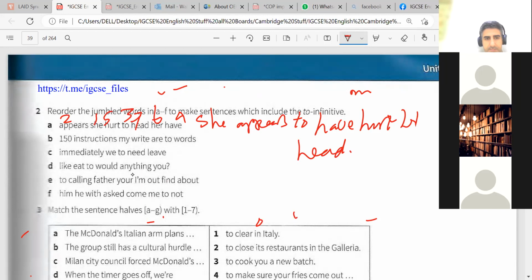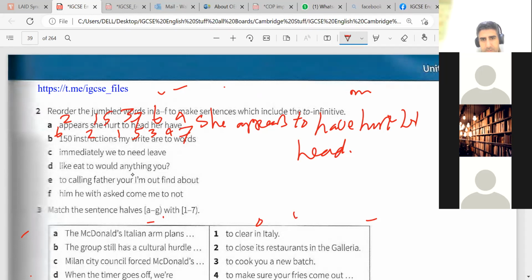Type B. What about B? My instructions are to write 150 words. Perfect. Well done, Jury. So again, my instructions are to write 150 words. Do you agree, Khalid? Khalid, do you agree with Jury?